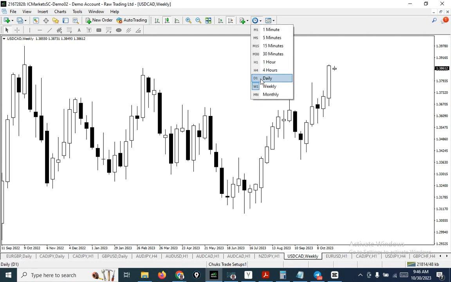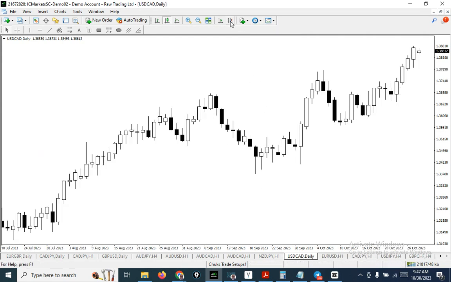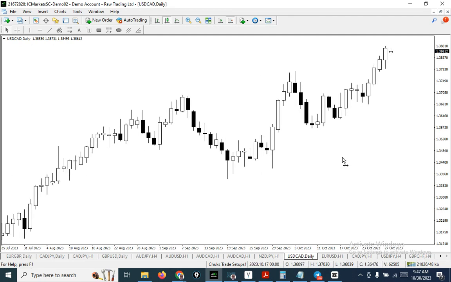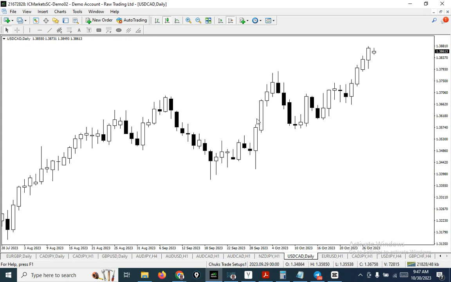Let's see what the daily time frame is doing. To establish the dominance of the bulls, you can see this market is clearly doing higher low, higher high, higher low, higher high, higher low, and then a higher high here. So this market is clearly an uptrend market. So what I do is I come back to my weekly.